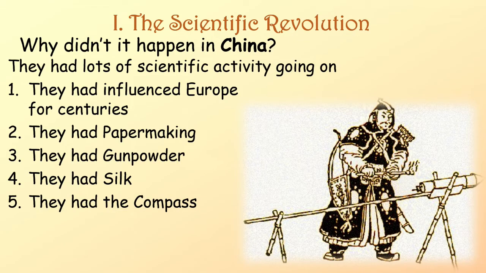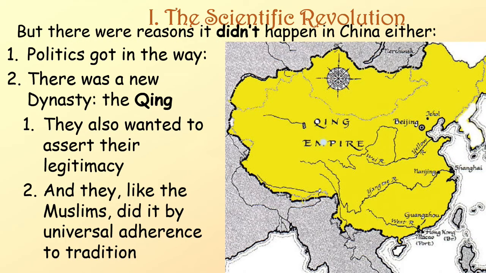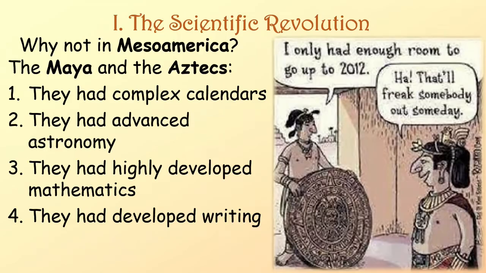China, why didn't it happen there? I mean, they had lots of scientific activity going on. They had influenced Europe for centuries. They had paper making. They had gunpowder. They had silk. They had the compass. But there were reasons that it didn't happen in China either. Number one, politics got in the way. There was a new dynasty, the Qing dynasty, and they also wanted to assert their legitimacy, and they, like the Muslims, did it by universal adherence to tradition.